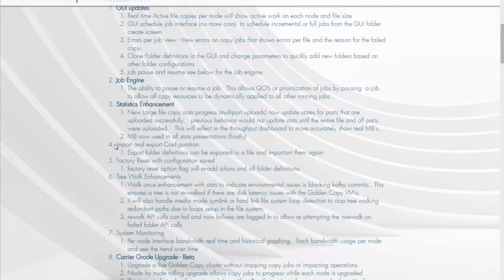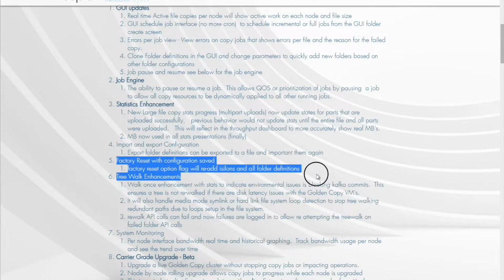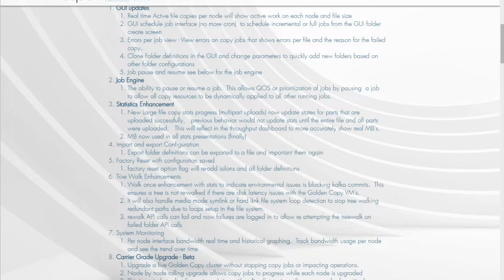Import and export configuration. There's a CLI command that exports your clusters, your licenses, your passwords for your clusters, all your folder definitions, and then you can import that. It's a quick and easy way to back up the configuration. We'll be expanding this in future releases and adding more functionality and backing up more of the configuration. Factory reset. This is a normal operation. We can now reset and retain the clusters and folder definitions. So that's also a new feature.